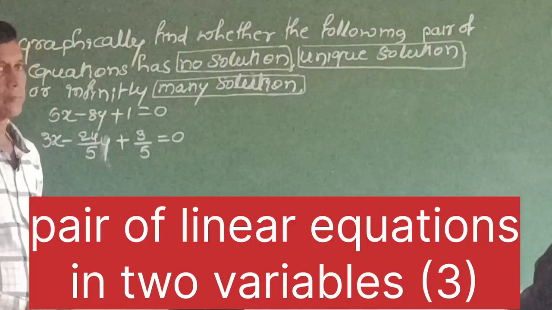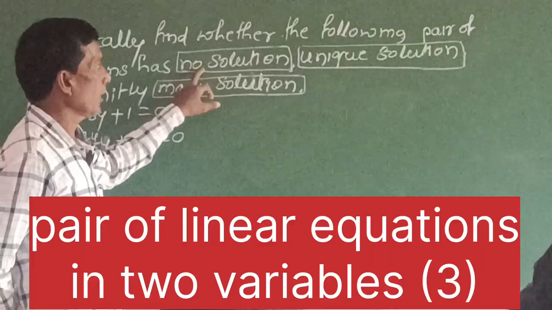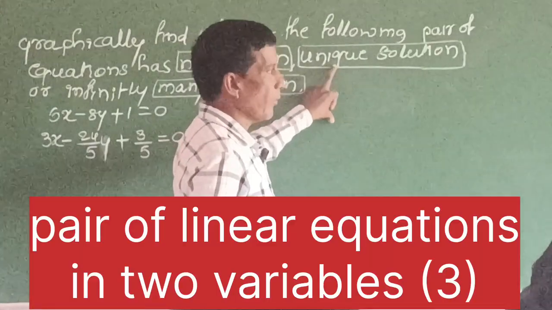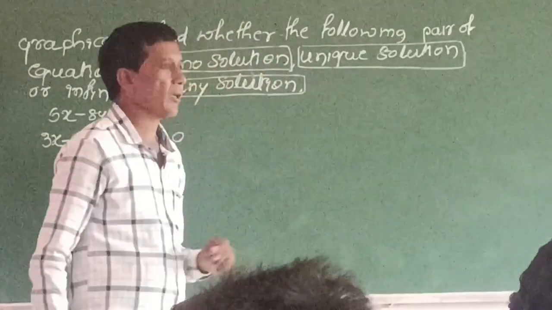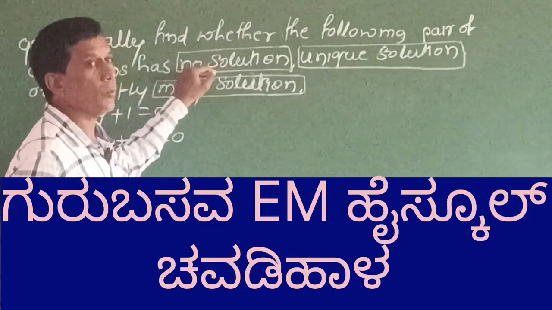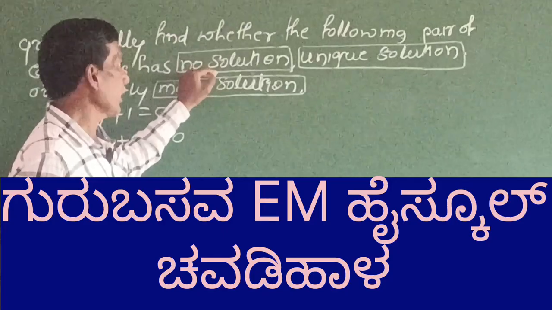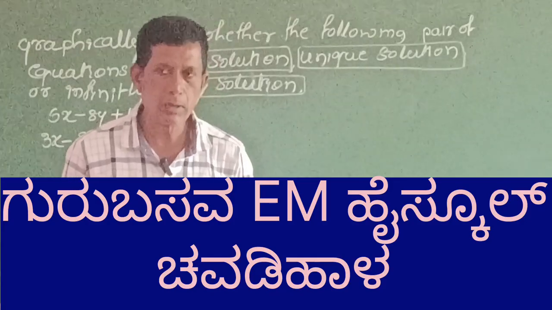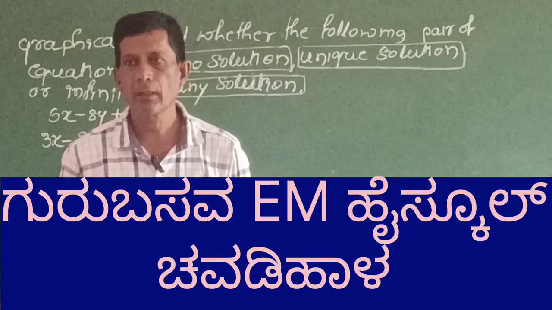There are three types of solutions: no solution, a unique solution, or many solutions. For no solution, the two lines are parallel. It means a1 upon a2 equals b1 upon b2, not equal to c1 upon c2. At that time the two lines are parallel.